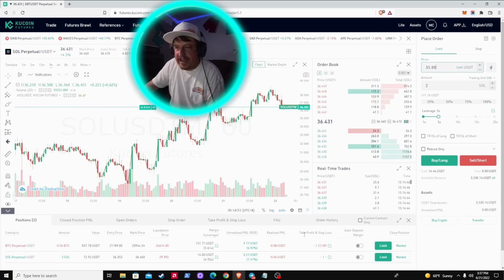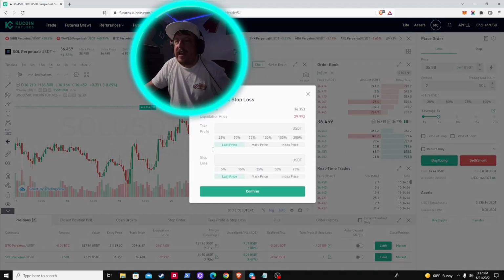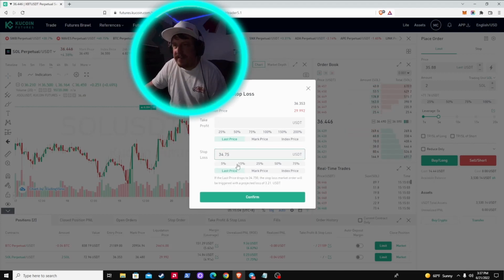The way I do that is the spot here that says take profit and stop loss. I can click this little icon here, and then up here where it says stop loss, I can enter 34.75 and confirm it. It tells me before I confirm that if the price drops to that, a market order will trigger, and I'm projected to lose around $3.21.